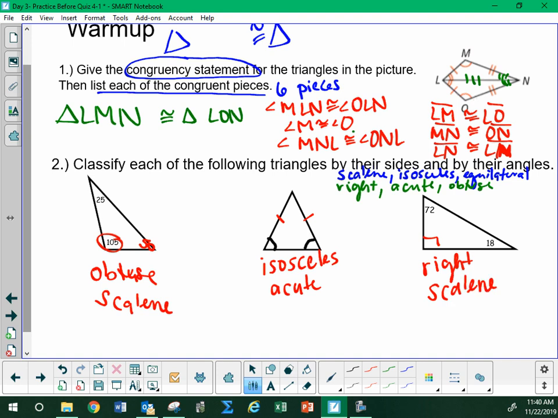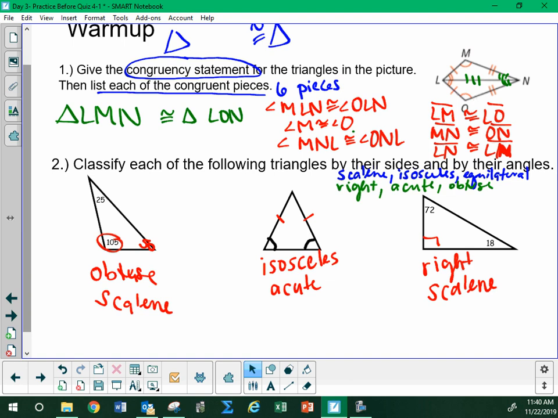Is it possible to have a right triangle that's equilateral? No. Good. So we have hypotenuse and legs, but equilateral means all three sides are the same. Also, what's the angle measure in an equilateral triangle? 180 total, so they're all what? 60. They're all 60.